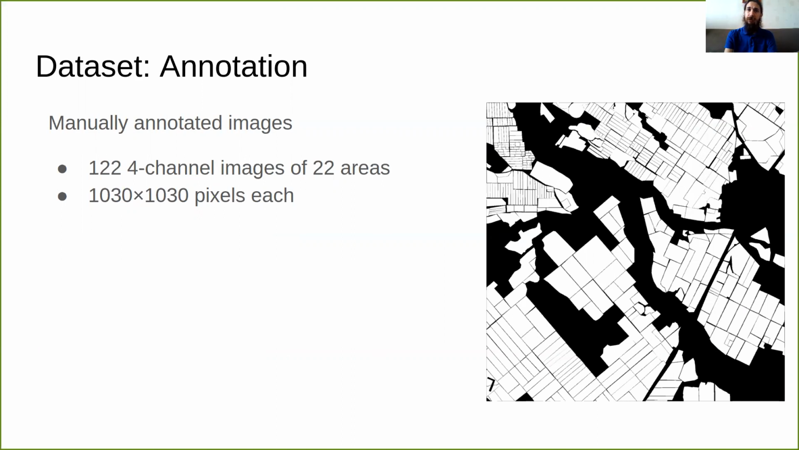There are a lot of images, but the problem is annotation. So we downloaded about 20 images with quite a big resolution, and manually annotated parcels on them. Actually, there are a bit more images because there are different seasons, and there are several images of the same place from different times. With quite a few changes, we managed to obtain not 22 images, but 122.